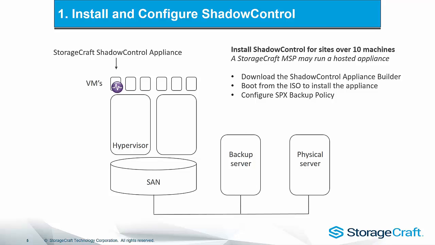First step would be to download the Shadow Control Appliance Builder from the StorageCraft website. You're going to boot a physical or virtual machine from the ISO and it will install the appliance. The other key step there would be to configure an SPX backup policy. This is what's going to schedule the backups across your environment.